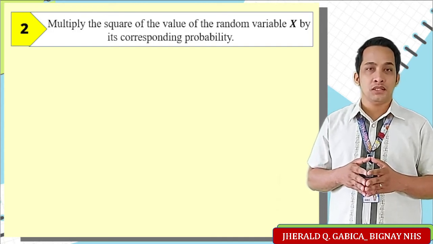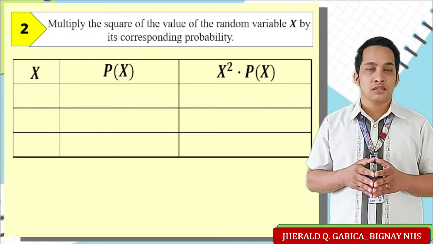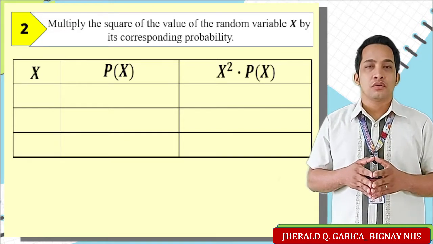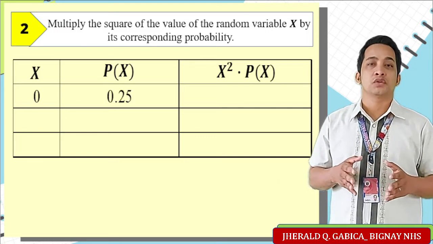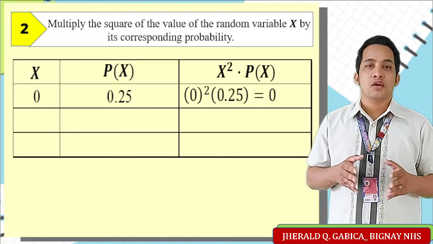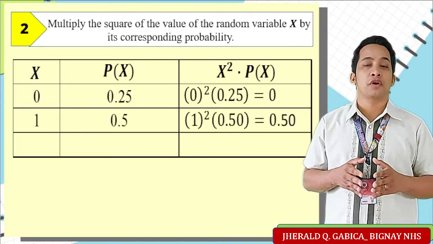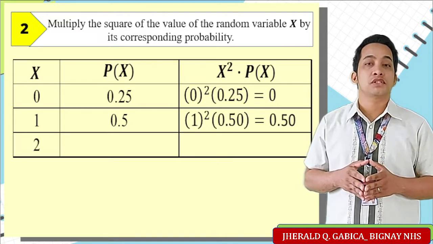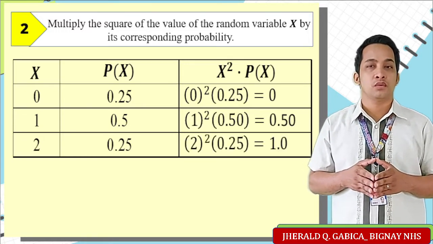For the second step, we need to multiply the square of the value of the random variable x by its corresponding probability. So we will make a 3-column table with x, p of x, and x squared times p of x as its columns. So our first row is 0 times 0.25. So 0 squared times 0.25 is equal to 0. Next is 1 times 0.5. So 1 squared is 1 times 0.5, that is equal to 0.5. And we have 2 times 0.25. So 2 squared times 0.25 is equal to 1.